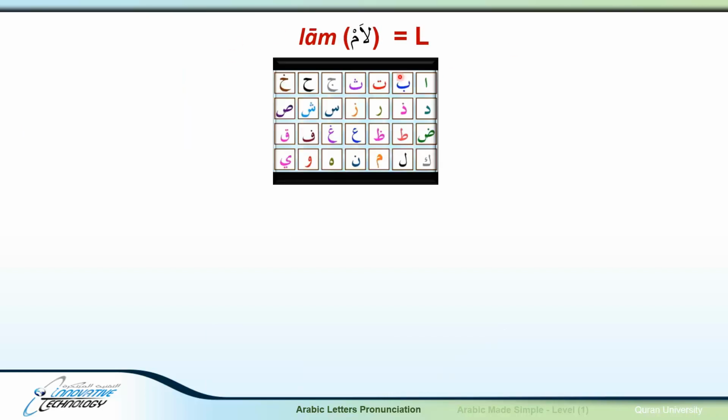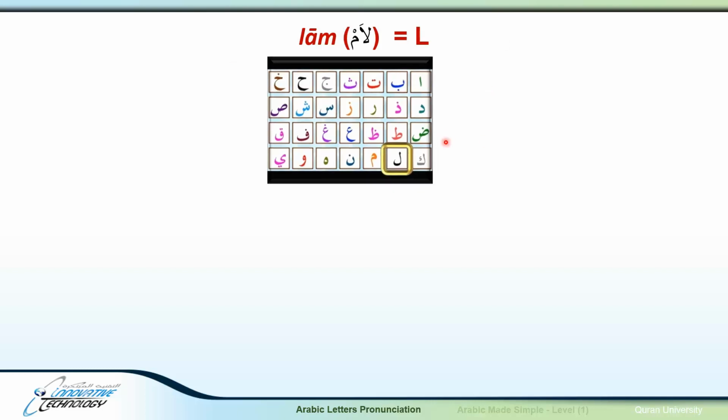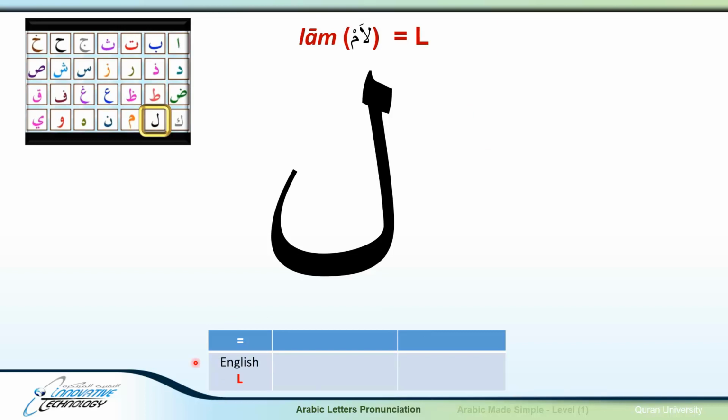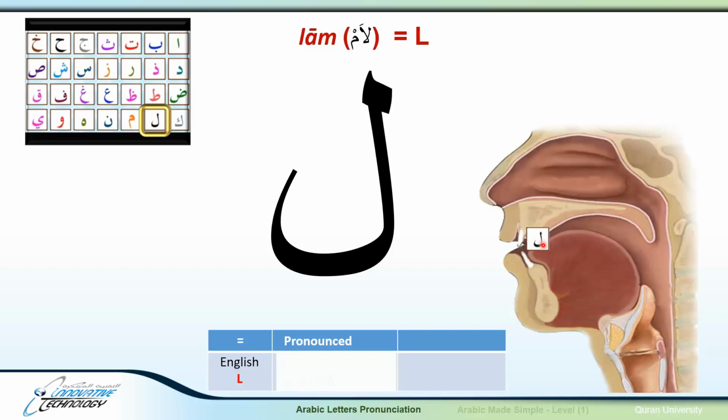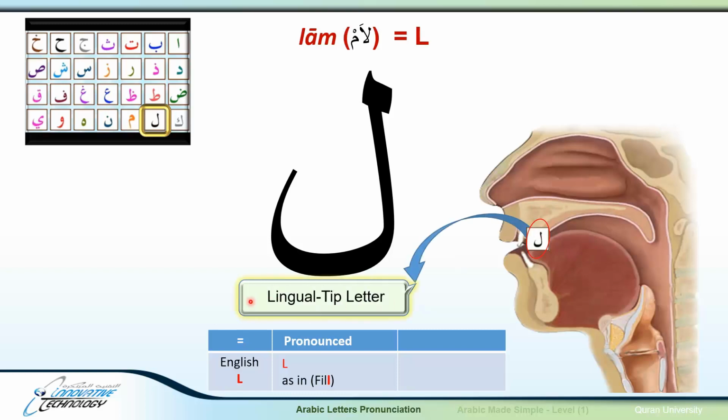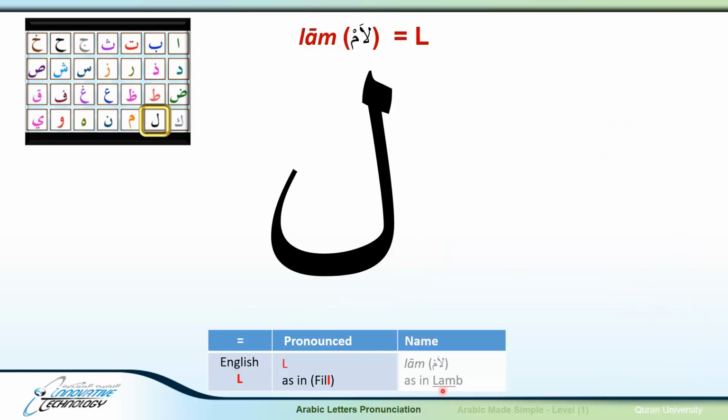The next letter is the lam. Lam looks like this and is equivalent to the English letter L. Pronounced il, as in fill. It articulates between the tip of the tongue and the anterior hard palate, and that's why we classify it as a lingual tip letter. And it's named lam, as in lamb, pronounced il.